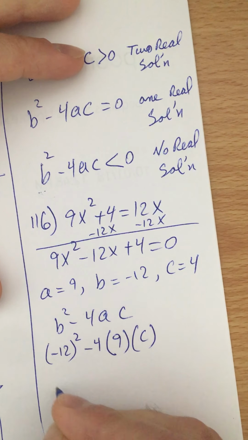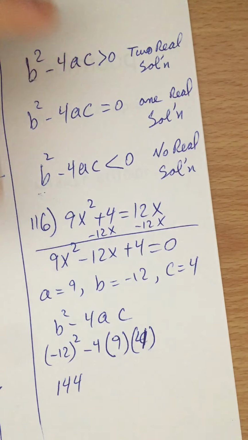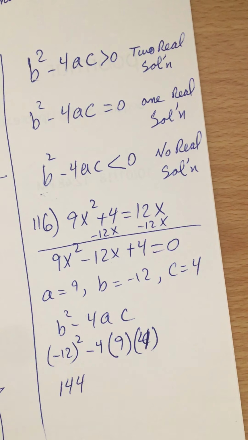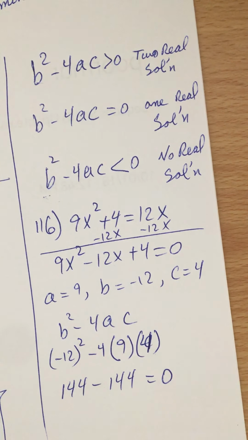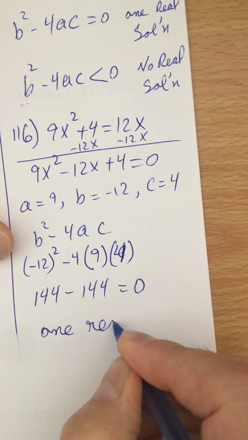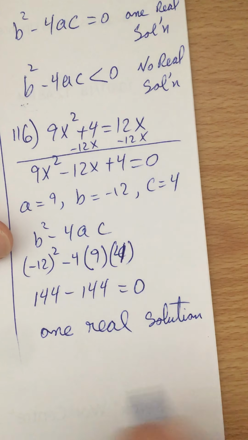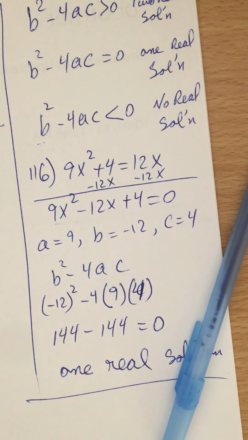Okay, so what do we get? Negative 12 squared is positive 144. Oops, that's a 4, not a c. And then you get negative 36 times 4. That gives you negative 144. Haha. So what's your discriminant? 0. So if your discriminant is 0, then you only have one real solution to the equation. That's all. It's not asking you to solve. It's just asking how many and what type of solutions you are going to get.